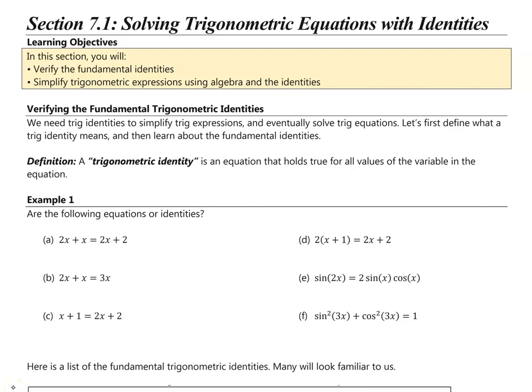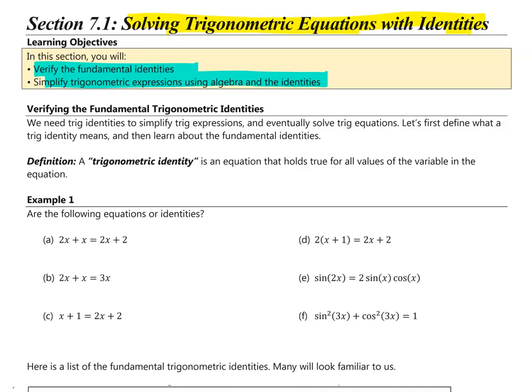Section 7.1 Solving Trigonometric Equations with Identities. In this section, you will verify the fundamental identities and simplify trigonometric expressions using algebra and the identities.